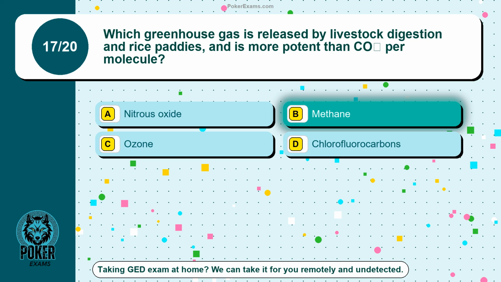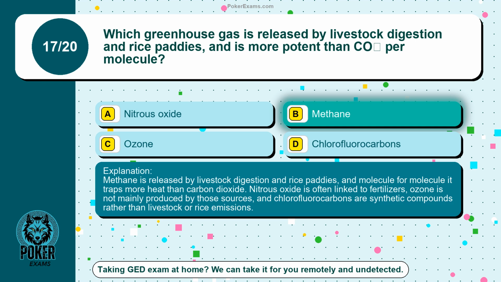The correct answer is option B. Methane. Methane is released by livestock digestion and rice paddies, and molecule for molecule it traps more heat than carbon dioxide. Nitrous oxide is often linked to fertilizers, ozone is not mainly produced by those sources, and chlorofluorocarbons are synthetic compounds rather than livestock or rice emissions.